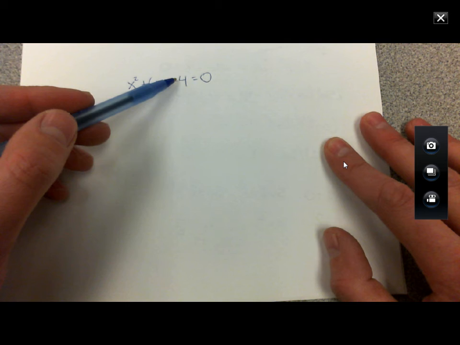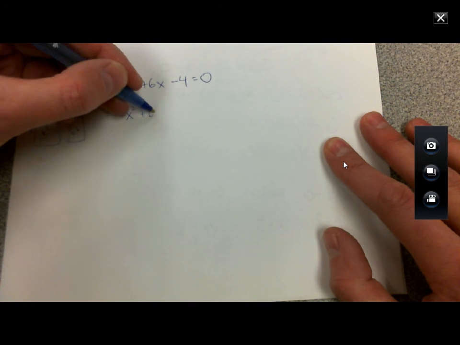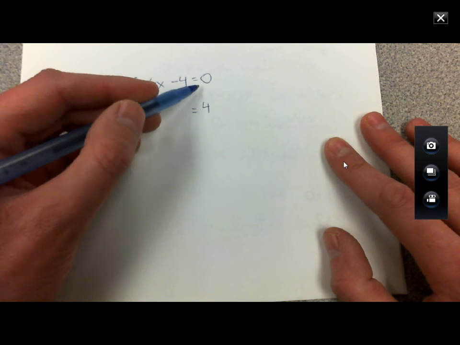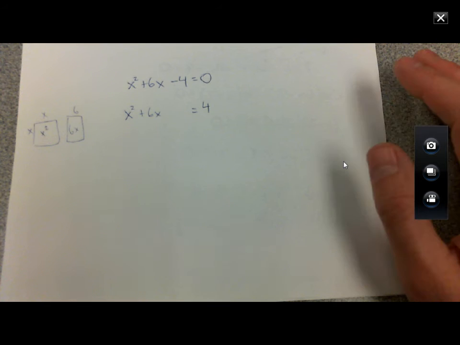So we're going to try and move that 4 to the other side of the equal sign. So x squared plus 6x equals a positive 4. We're going to add 4 to both sides of that equal sign. And again, we do that because x squared plus 6x minus 4 is not a perfect square quadratic. We want to make it one.